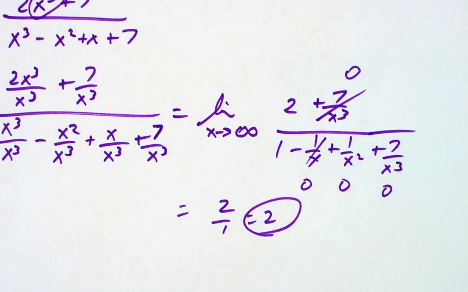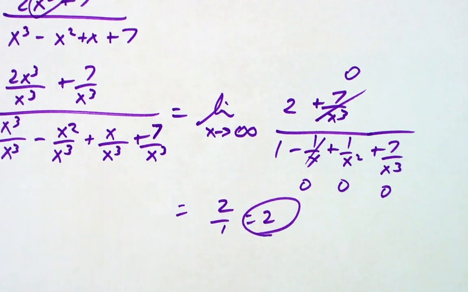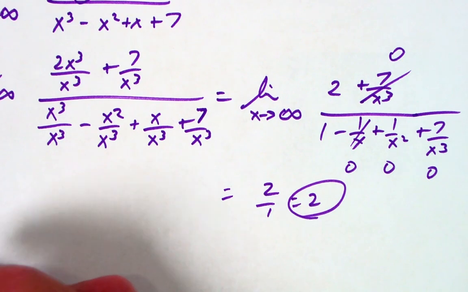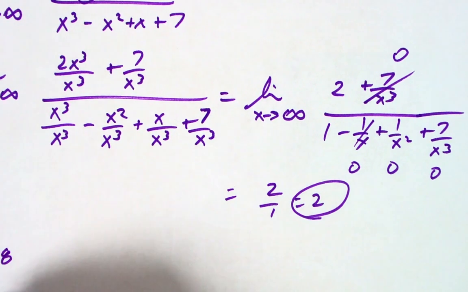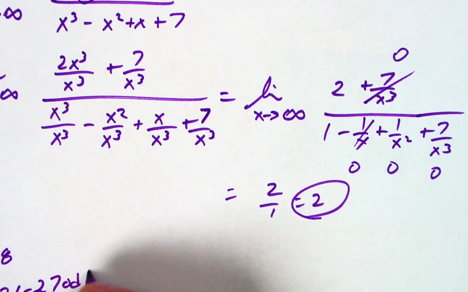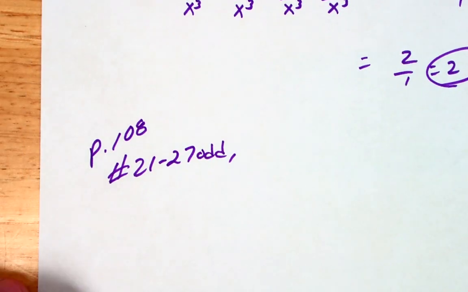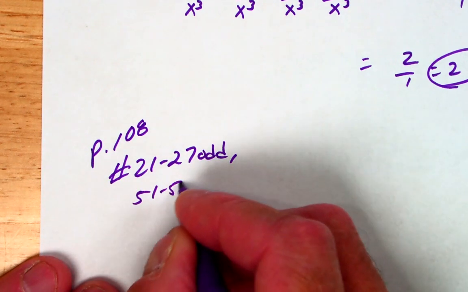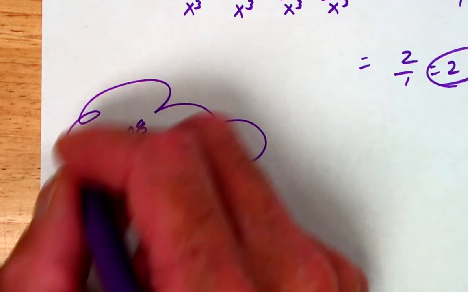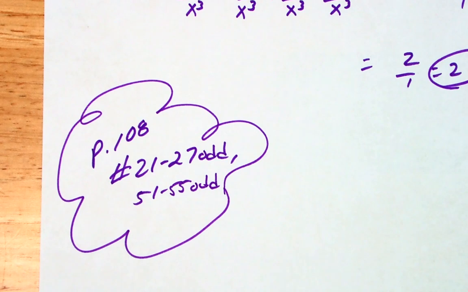Okay. So here's what I wanted to do. Today, page 108, numbers 21 through 27, odd, and 51 through 55, odd. And I never took attendance.